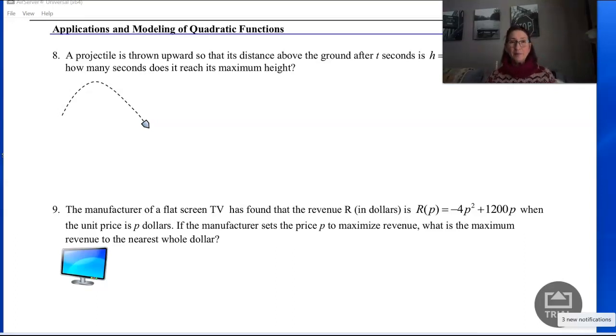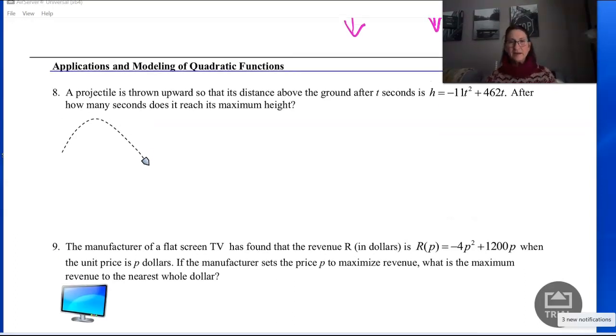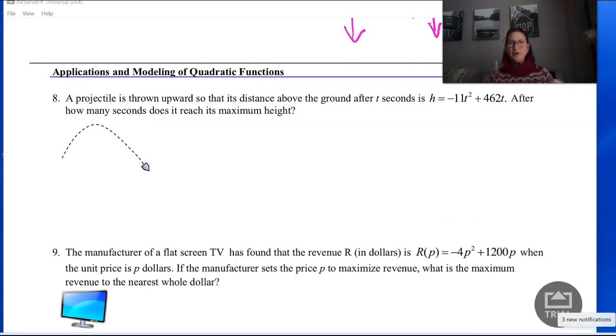Okay, let's look at 2 applications. So here we have a projectile that is thrown upward so that the distance above the ground after t seconds is defined by that quadratic. After how many seconds does it reach its maximum height? Okay, let's kind of understand this a little bit. What in the heck are they asking for?